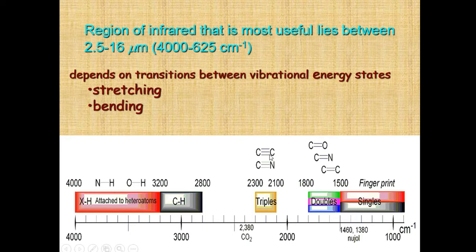Then this is the triple bond region, that is 2100 to 2300 centimeter inverse, where triple bonds get vibrated, that is carbon-carbon triple bond, or that may be carbon-nitrogen triple bond. This is the double bond region, that ranges from 1600 to 1800 centimeter inverse. That may be carbon-carbon double bond, carbon-nitrogen double bond, or carbon-oxygen double bond.